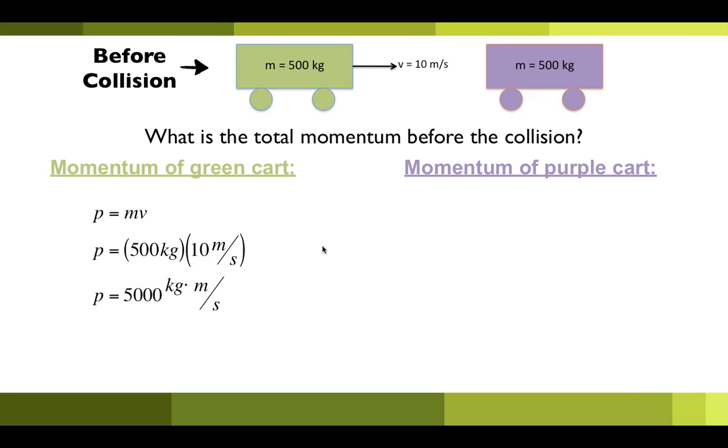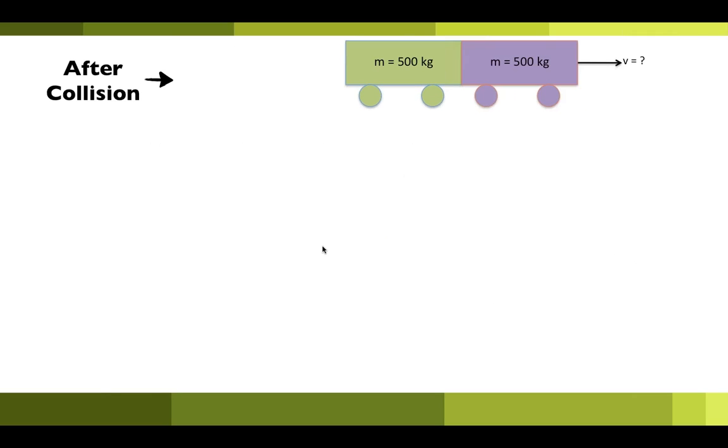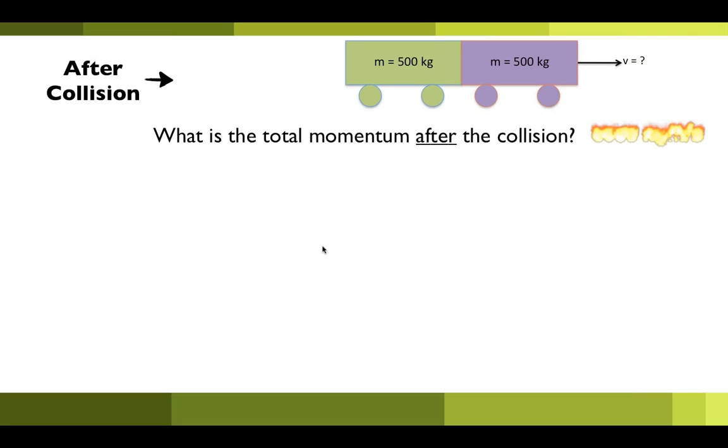So now looking at the momentum of the purple cart, still mass times velocity. So it's 500 times 0. So the momentum of the purple cart is 0. So the total momentum is 5,000 plus 0, which gives us a total momentum of 5,000 kilogram meters per second. Easy. So now that we know that, we can jump over to after the collision. And what's the momentum after the collision? Of course, it's the exact same number as before, 5,000 kilogram meters per second.